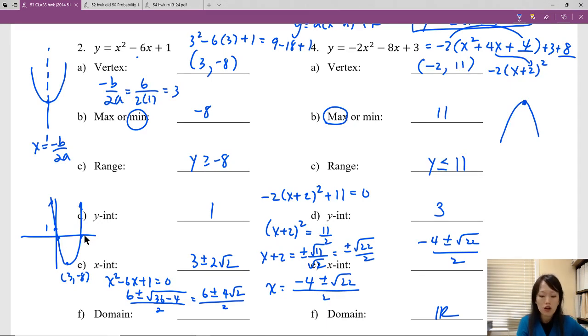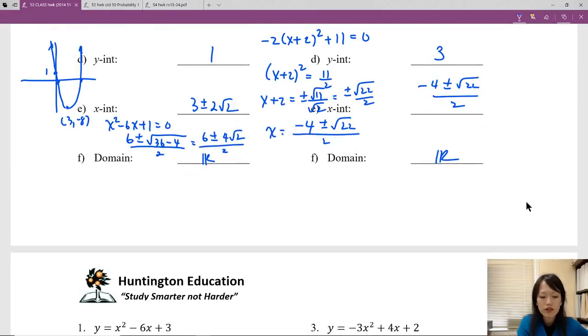Next one, domain, all possible answers. Is the domain always all real? Yeah, for facing up and facing down, yes. The other kind of parabola that we haven't learned in 8th grade is this one. Next year in 10th grade you'll do it. That kind of graph is like this. We haven't done sideways parabolas really.